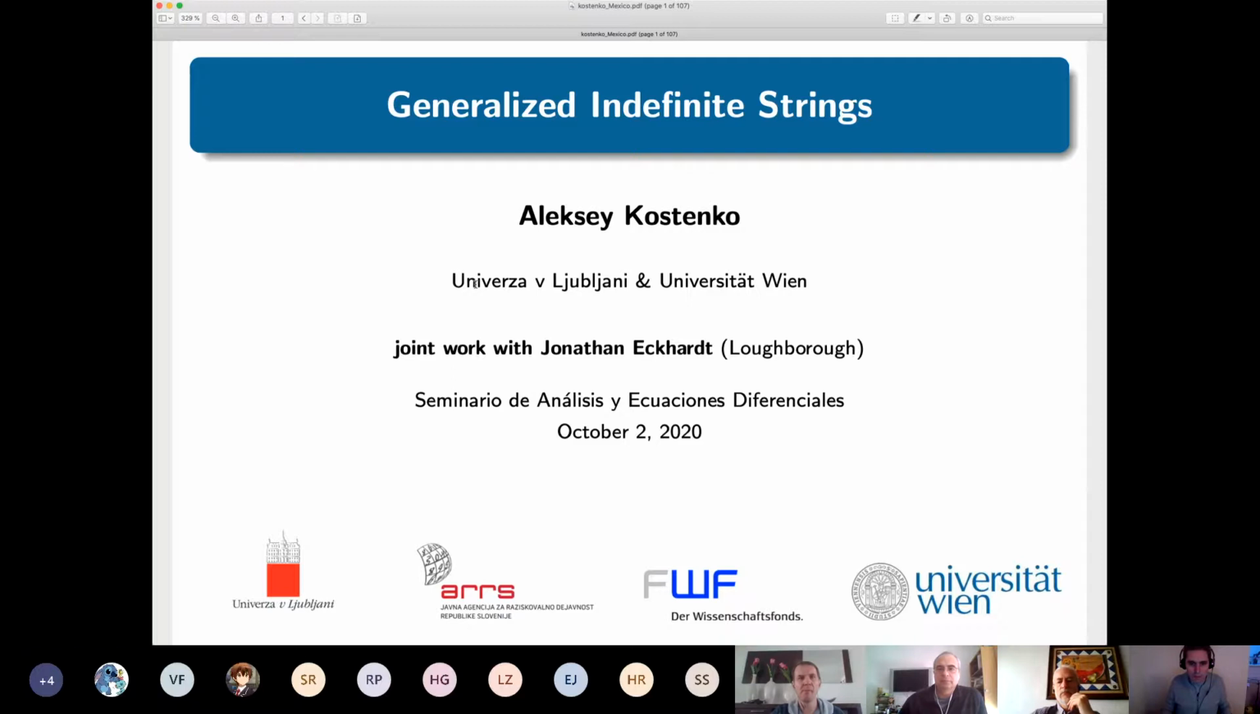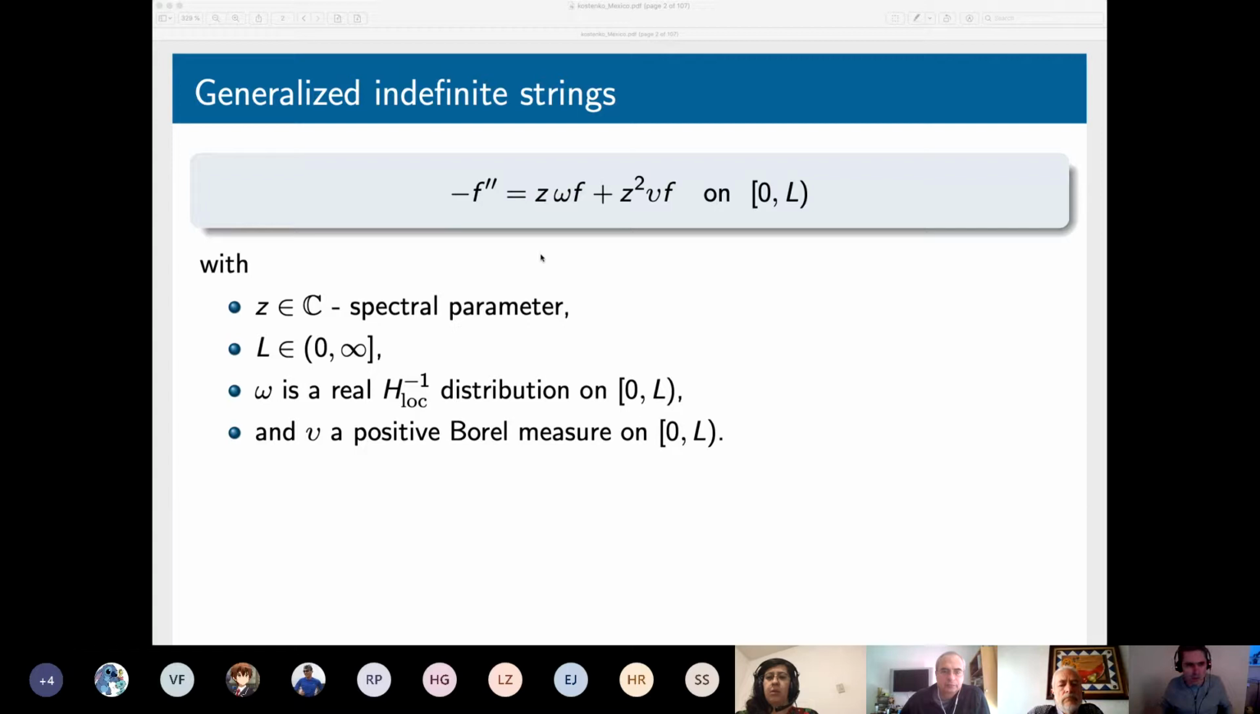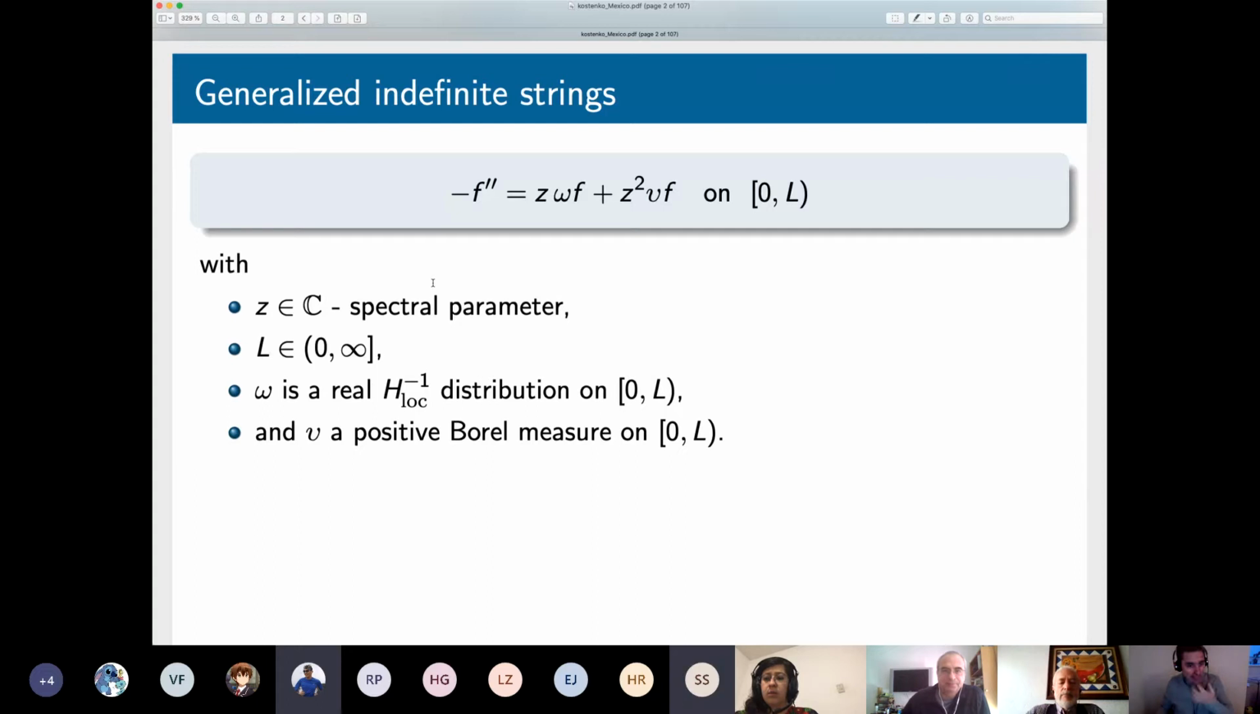So let me indeed start. The main object looks rather simple. This is this second order ODE. Here z is a complex number, it's a spectral parameter. So please let me know if you can hear me well. Okay. If something is unclear, feel free to interrupt me and ask questions.